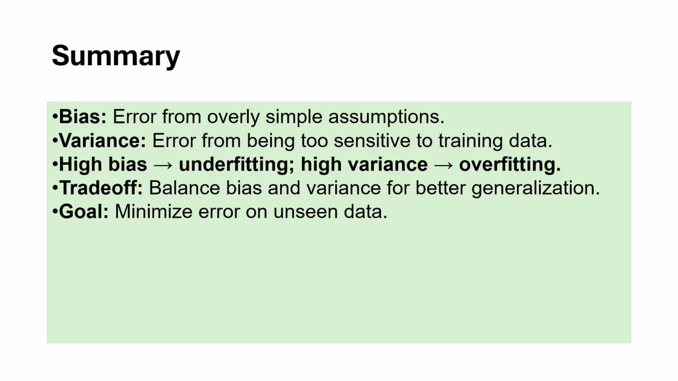Now we'll look at the summary. Bias: error from overly simple assumptions. Variance: error from being too sensitive to training data. High bias is underfitting, high variance is overfitting. The trade-off is to balance bias and variance for better generalization. The goal is to minimize the error on unseen data.